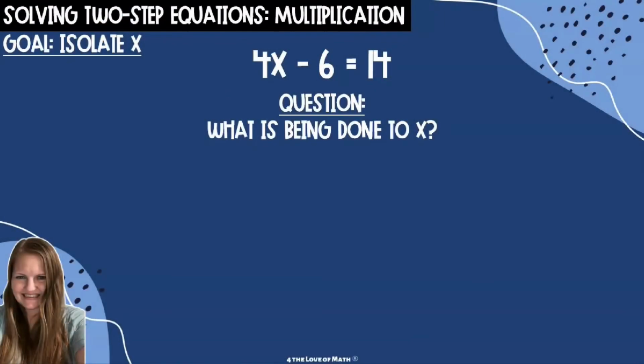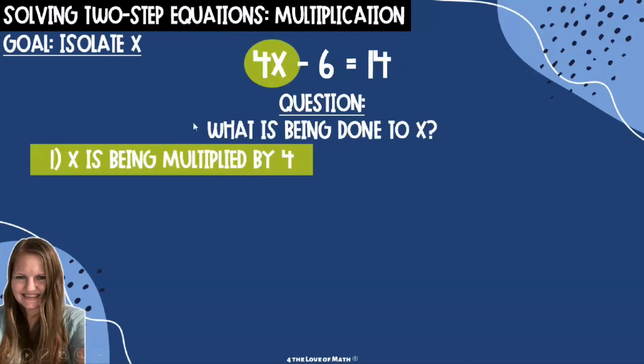an equation, our goal is to isolate the variable. In this equation here, our variable is an x, so our goal is to isolate that variable, that x. We have to get it all by itself so we can figure out what it's equal to. So our question that we should be asking ourselves first is, what is being done to x?